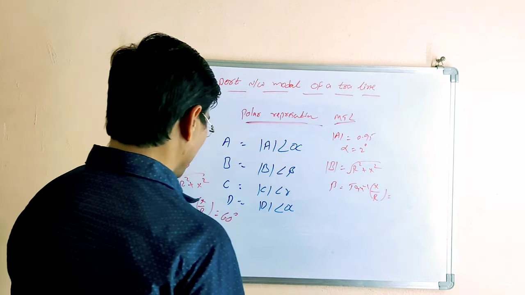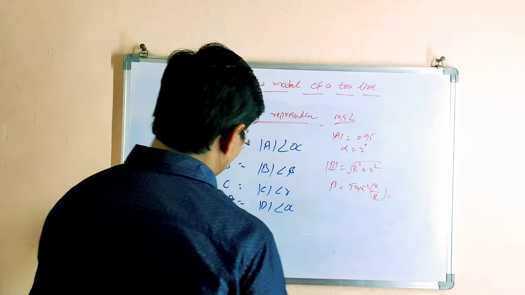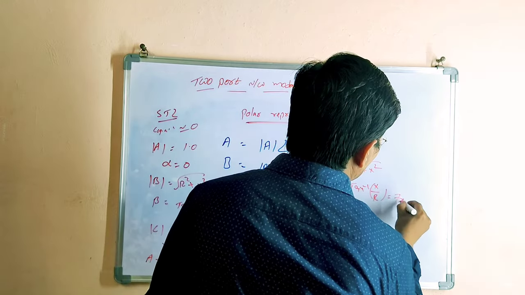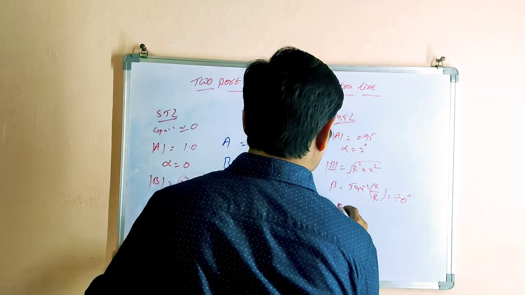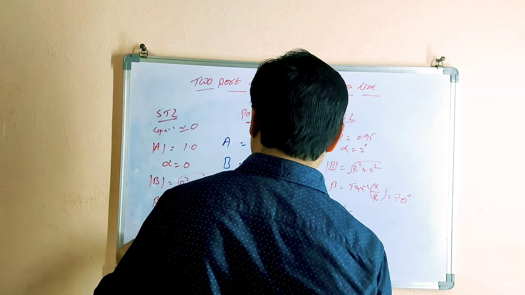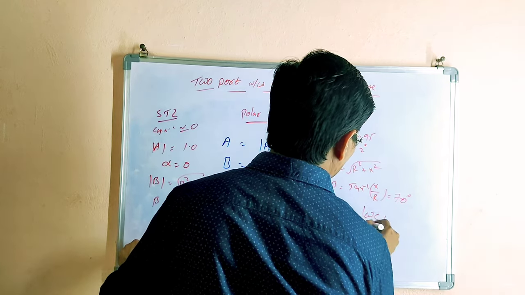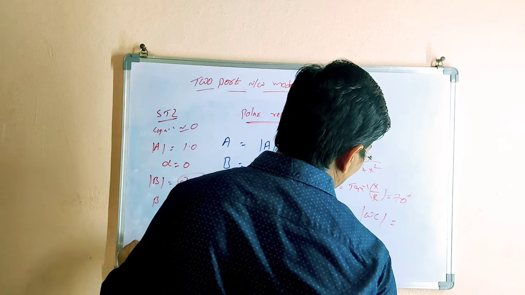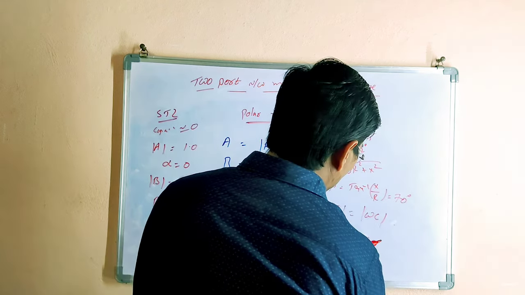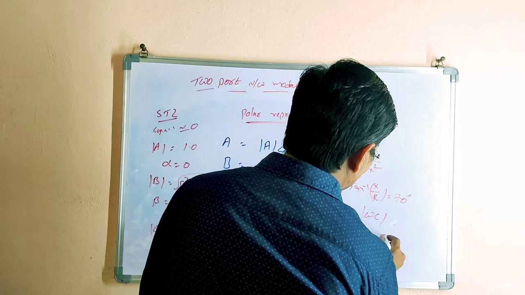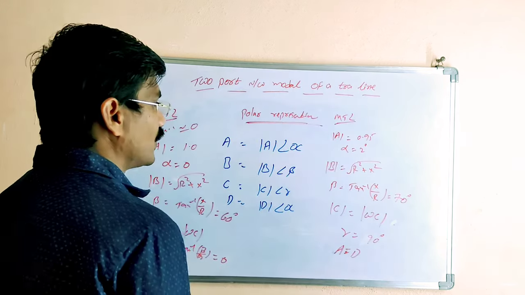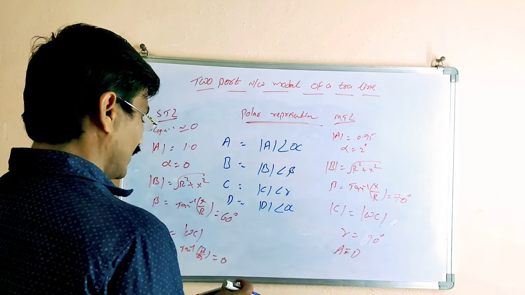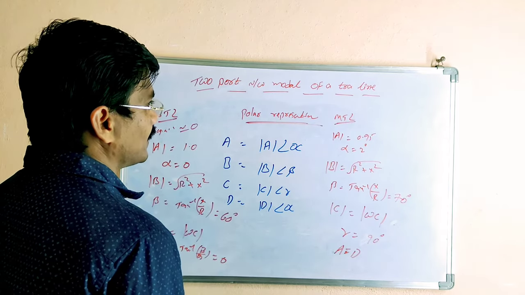This angle is approximately 70 degrees. The modulus of C is omega C, and gamma is 90 degrees. Again A is equal to D. These are the medium transmission line values.